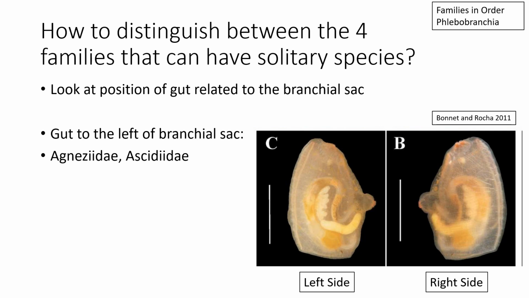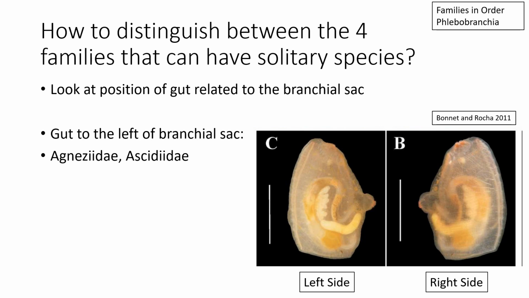So just as a reminder, we want to think about the left and right sides of an ascidian relative to the dorsal and ventral sides. When we think about the endostyle, let's look at picture C here from Bonnet and Rocha 2011. In picture C, on the left side of that photograph, you see the endostyle, which is the very thin pinkish structure that starts right next to the oral siphon and moves down posterior to the end of the animal. That's the endostyle. It creates the mucus net that helps the animal capture its food.